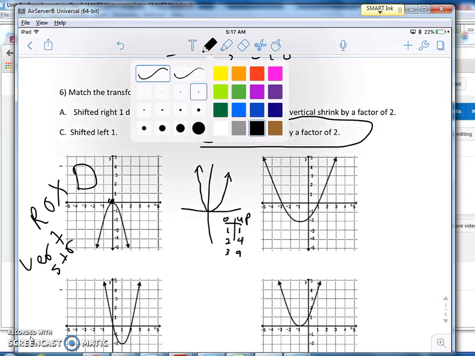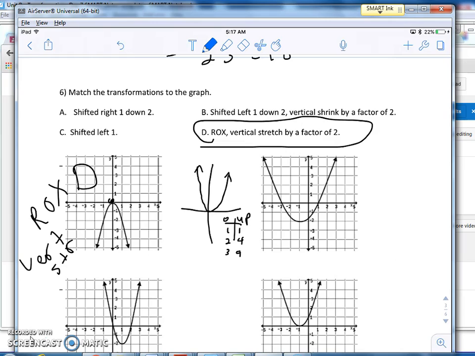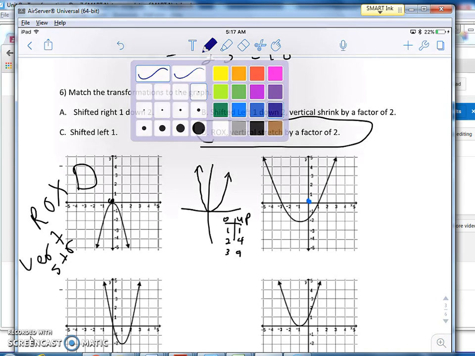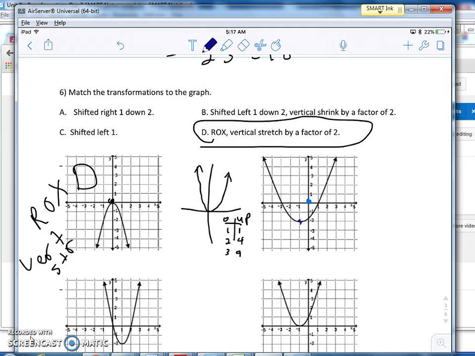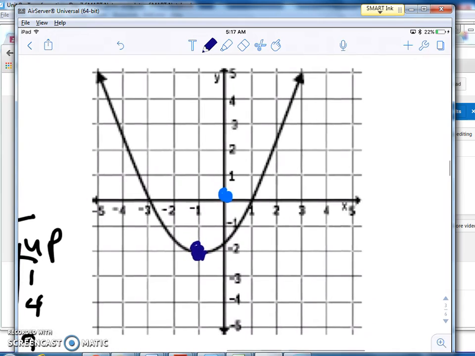Let's change colors. We look over here, so here's where our vertex is supposed to be. The blue is where it's supposed to be. And we'll change to a different color, black probably. This is where it is after the transformation, so sure looks like it was shifted. Zoom in. Shifted 1 to the left and 2 down.